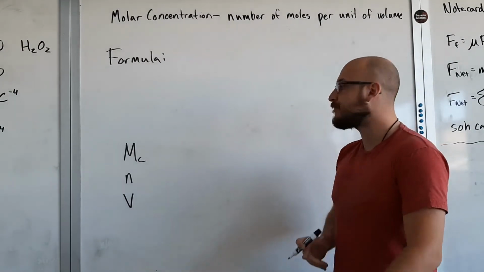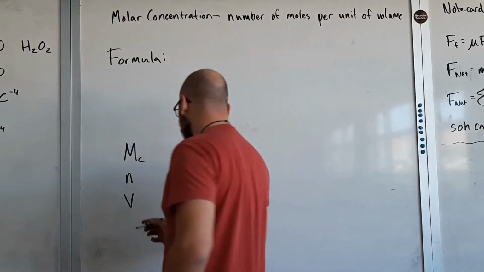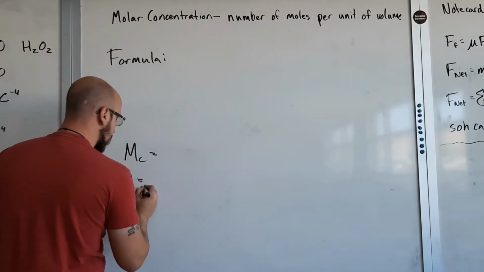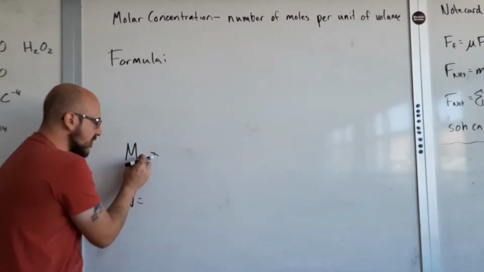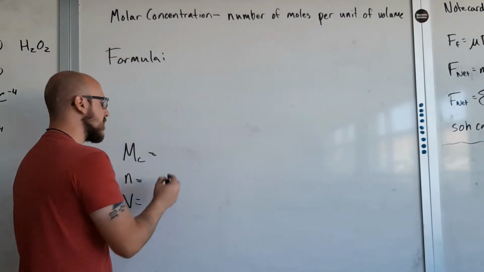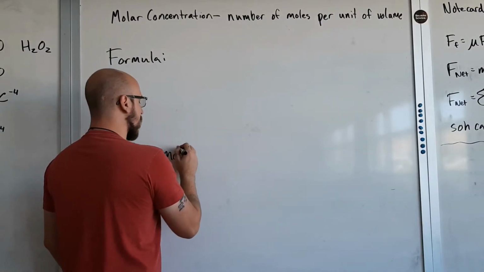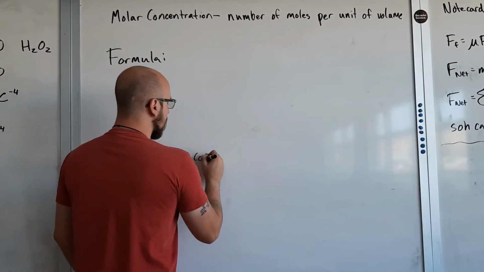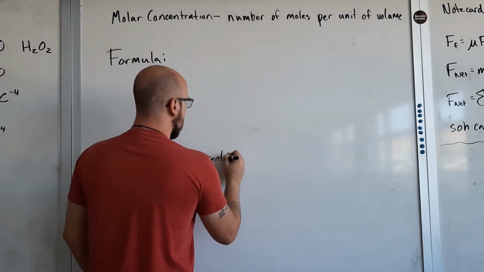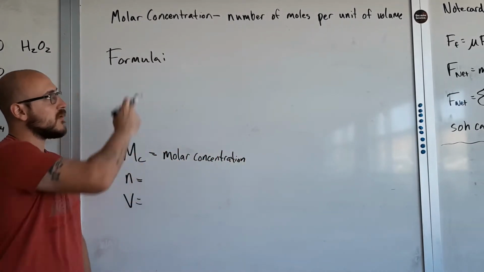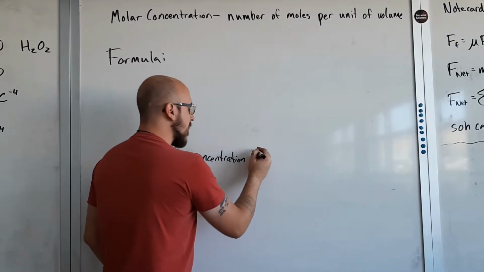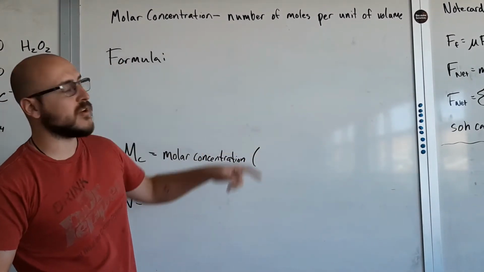Okay, let's look at a formula. We've got a few symbols here that we're going to be using. Big M_C, capital M with a little subscript C, is the symbol that we're going to be using for molar concentration. This is measured in units defined by its definition, so it's your moles per unit of volume.